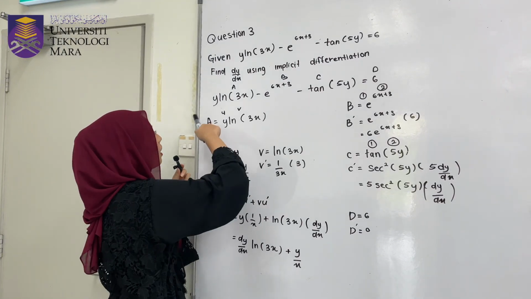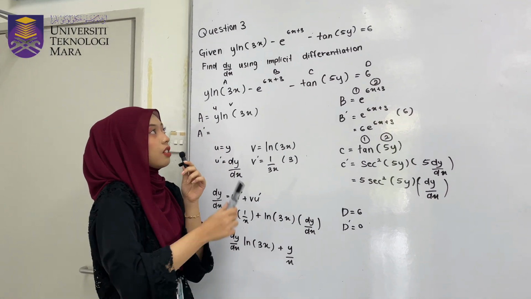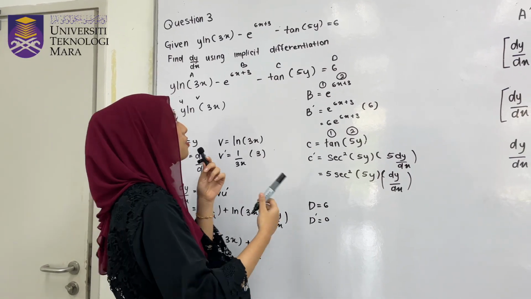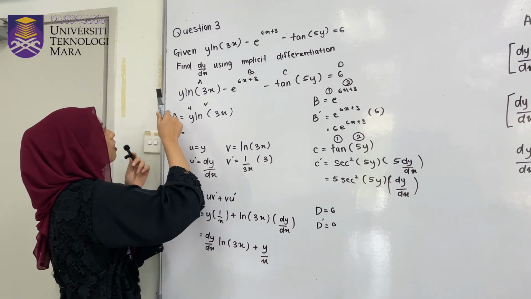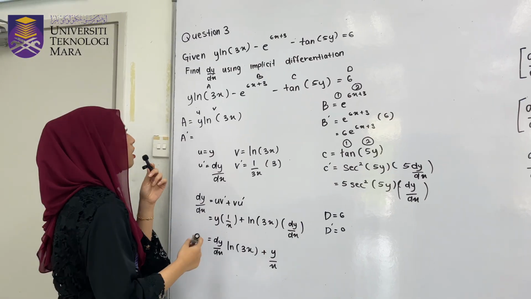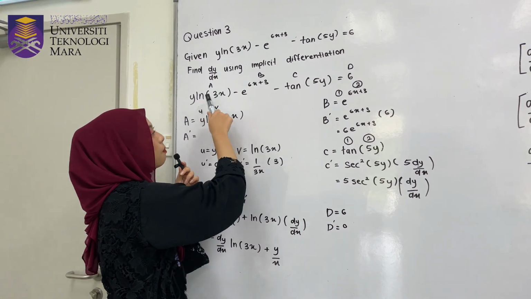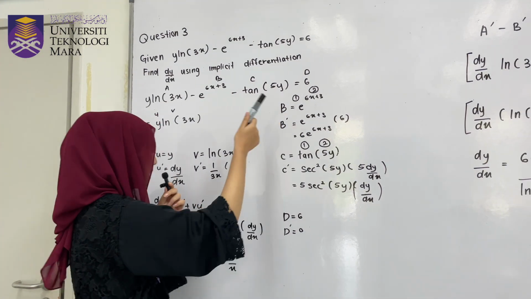Now let's take a look. Given y ln 3x minus e power of 6x plus 3 minus tangent of 5y equal to 6. The question says find dy/dx using implicit differentiation. When you look at this question, you have to divide it into parts, which is part A, part B, part C, and then part D.